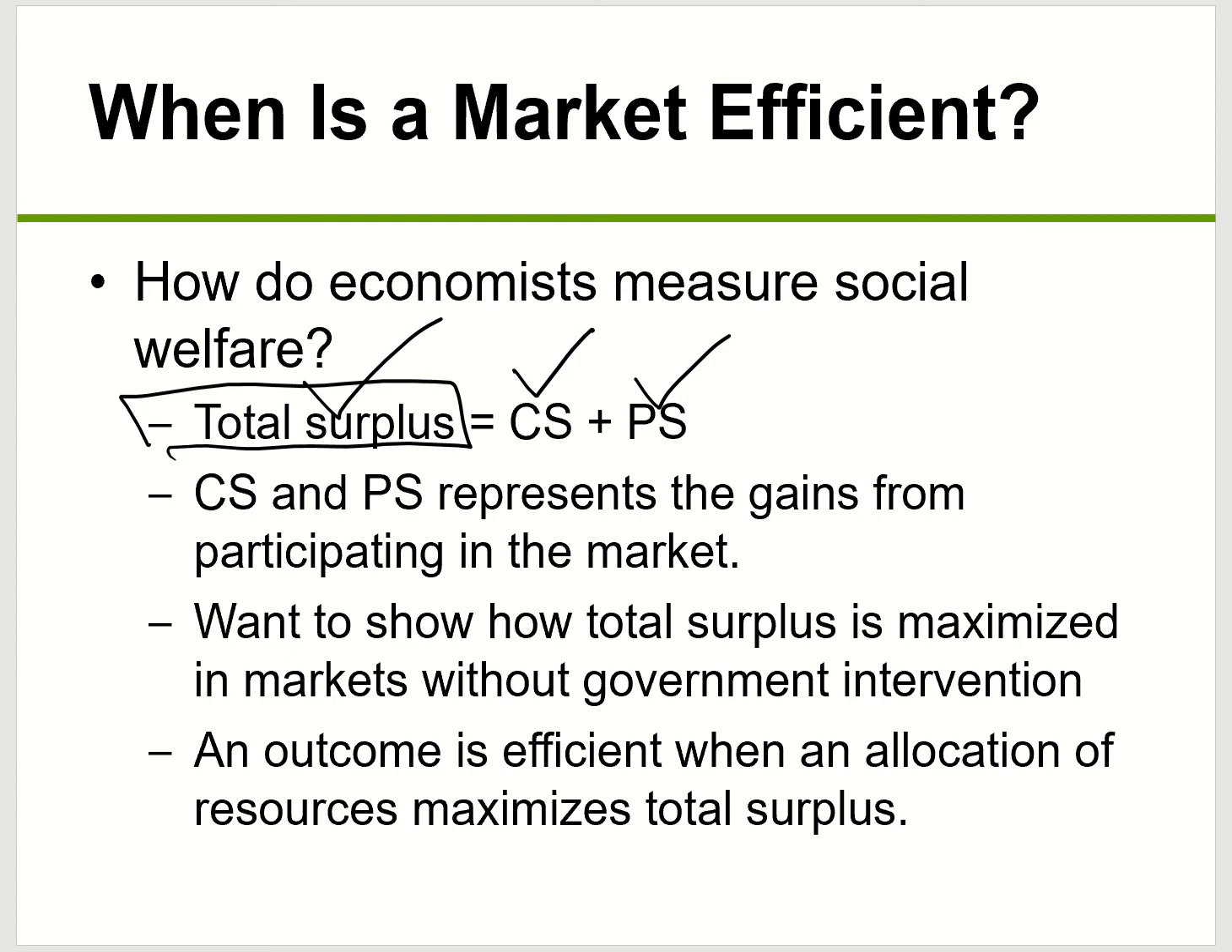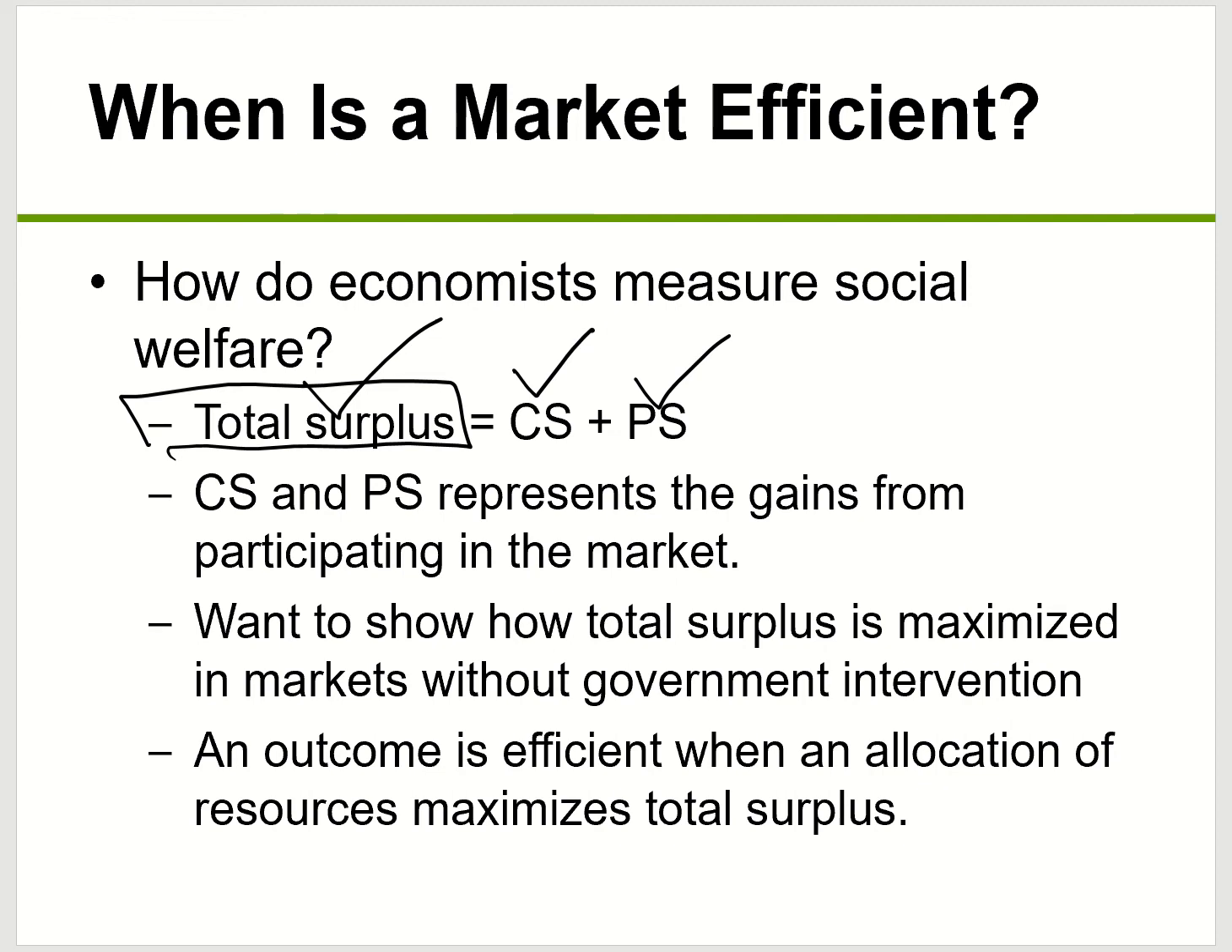The goal for every single consumer is to maximize our consumer surplus. The goal for every single producer is to maximize our producer surplus, and then the goal for every single economy is to maximize our total surplus. So as long as the total surplus is maximized, that means you have achieved your market efficiency.